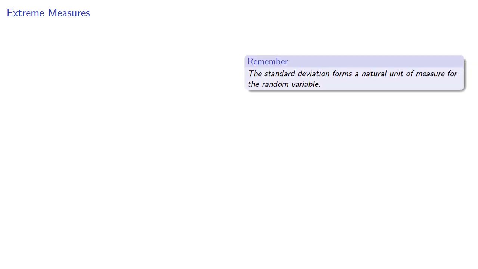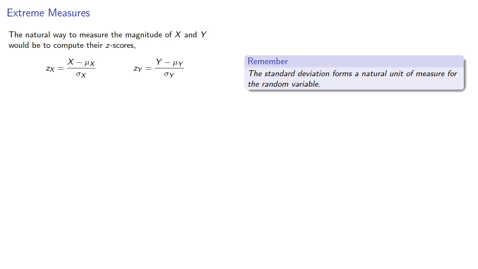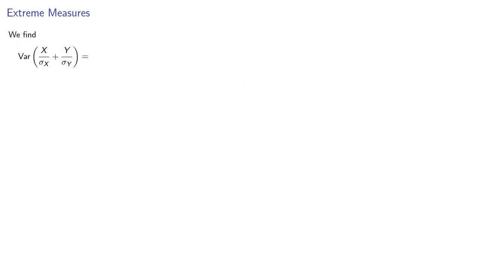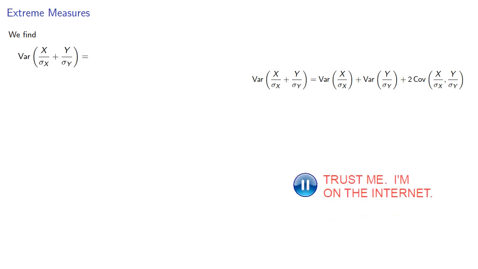And so remember, the standard deviation forms a natural unit of measure for the random variable. The natural way to measure the magnitude of x and y would be to compute their z-scores. But since adding or subtracting a constant doesn't change the variance, let's ignore these constants where we subtract the mean of the random variables. Then let's just consider the variance of the sum and difference of these ratios. So we'll find the variance of their sum. Remember, that's the variance of the one plus the variance of the other plus twice the covariance.